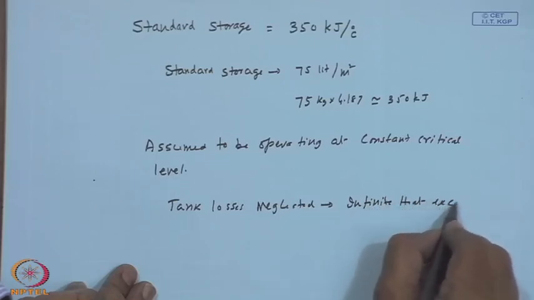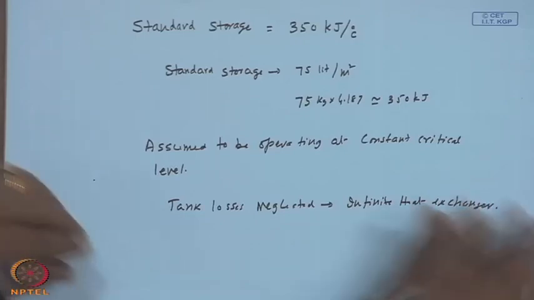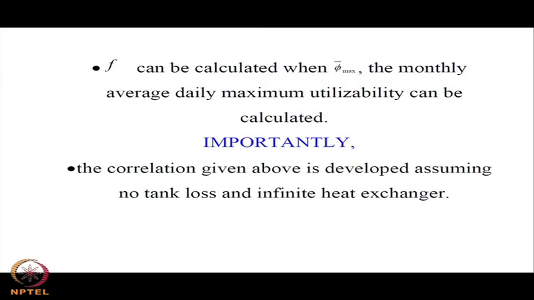In other words, there is no delta T required in the heat exchanger. So, we shall stop now and continue with it in the next class.